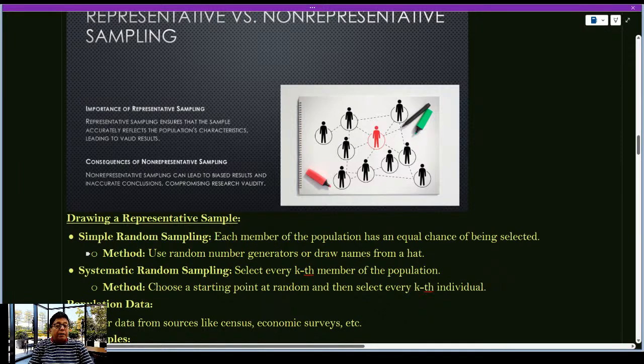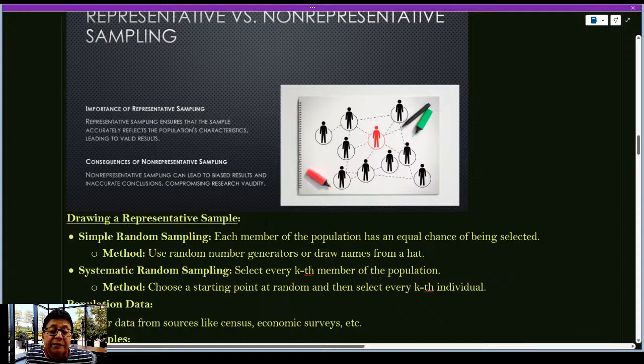A representative sample can be drawn by this famous method, which is called simple random sampling. Each member has an equal chance of being selected. So a random number generator, or names from a hat, can help you. You do it later, but know the process now. In simple random sampling, each member has an equal chance of being selected.